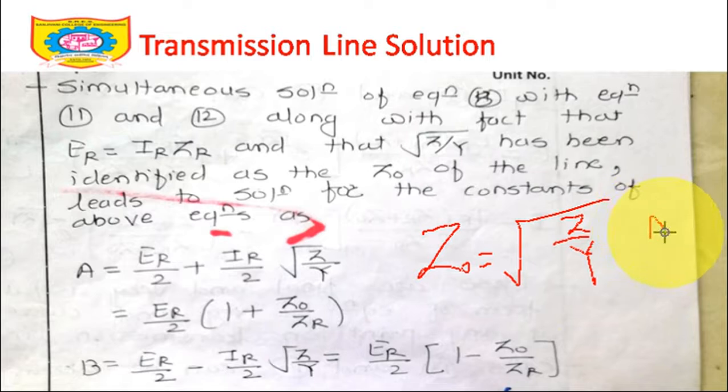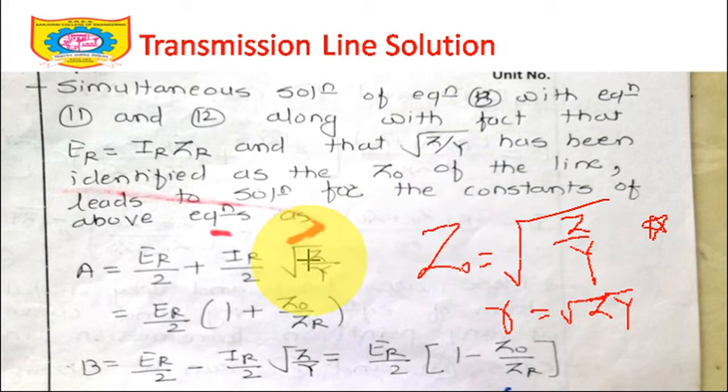See, this expression is very important because certain numericals will be asked on this. We are going to solve them in the forthcoming lectures. So Z0 equal to root Z by Y, and one more term we are coming across, that is called gamma, equal to root ZY. So it is multiplication of Z into Y, and for Z0 it is division of Z by Y. Gamma is called the propagation constant, which we already studied in unit number 6. It is equally applicable in the transmission line also. So gamma equal to root ZY, and Z0, the characteristic impedance, equal to root Z by Y.